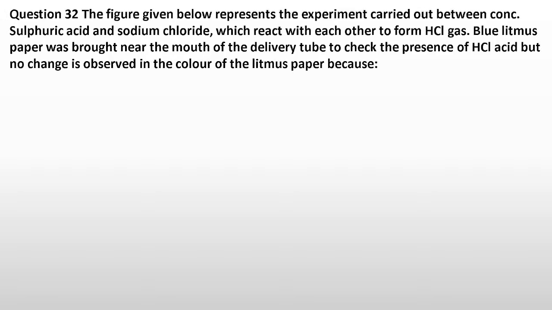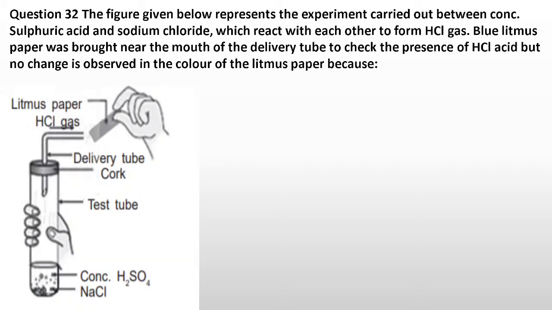To the next, that is question number 32. The figure given below represents the experiment carried out between concentrated sulfuric acid and sodium chloride, which react with each other to form HCl gas. Blue litmus paper was brought near the mouth of the delivery tube to check the presence of HCl acid, but no change is observed in the color of the litmus paper because. So this is the assembly that is shown in the figure.